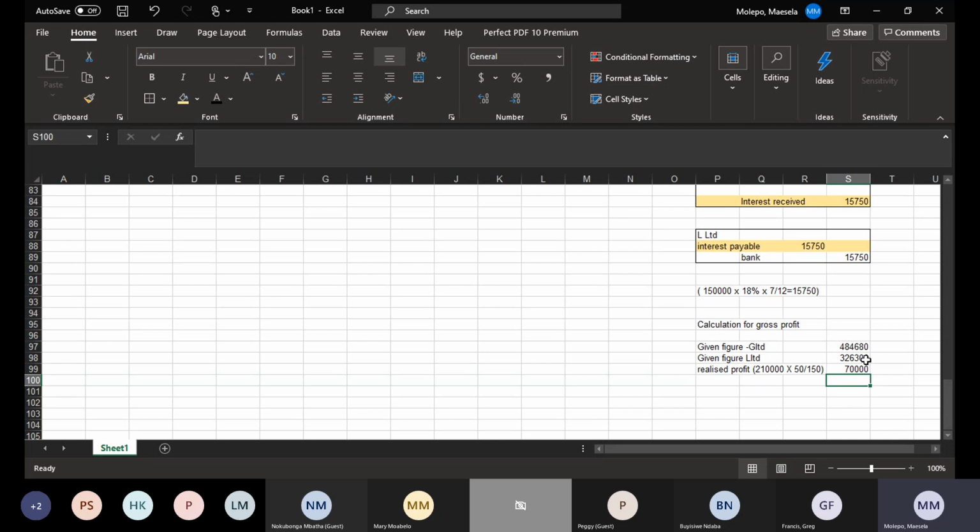But since it's a realized profit, you have to add it back. That's the reason it's added.